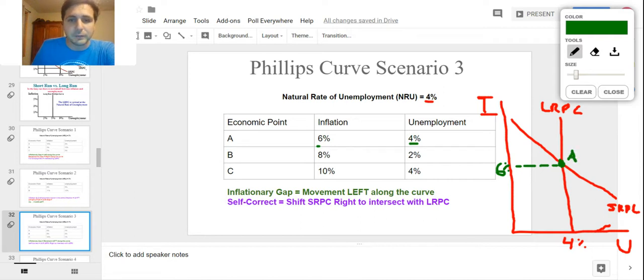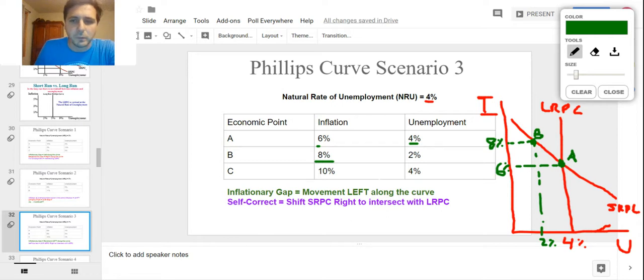Then point B, I have something happening. I have the inflation rate going up to 8% and the unemployment rate's down to 2%. So I come over here, this is 2%, lower unemployment rate. Dash up until I hit the curve. I dash over, and this is going to be 8%. So what's happened? What kind of a gap do I have for point B? I have an inflationary gap. I'm going up the slide, right? Causing inflation to happen, causing danger, inflationary gap.